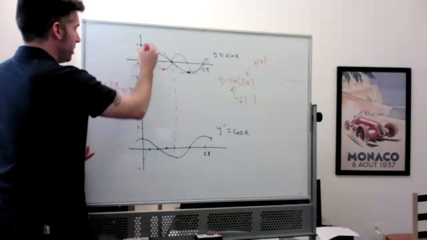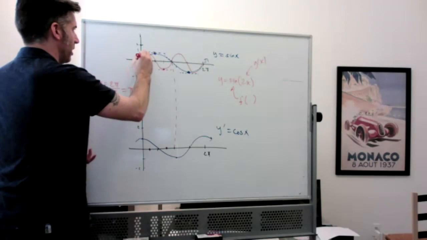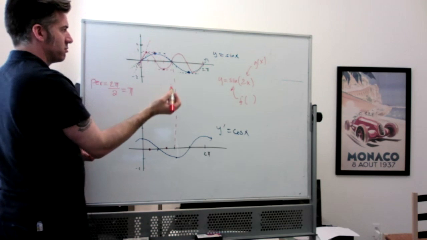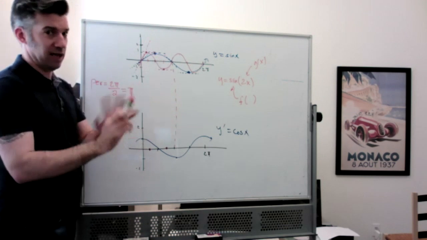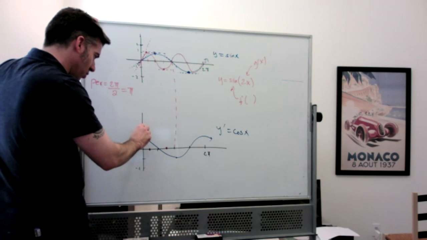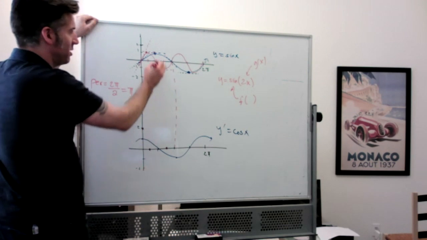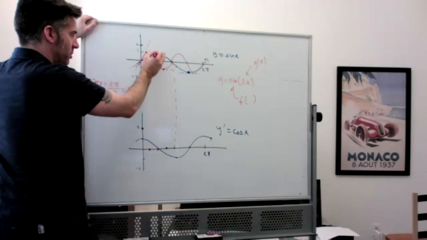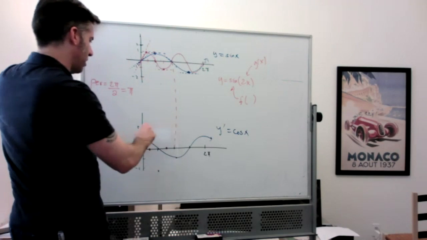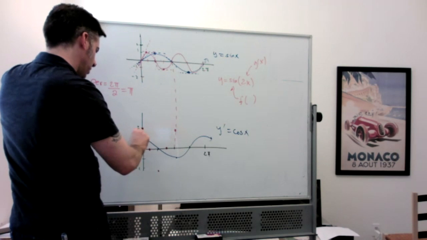So the slope of this tangent line is 2, right? We're going over 1 and up 2-ish. The graph is not perfect. So that means the derivative is 2. And then the same thing over here. At this point here, the slope of the tangent line is -2. And then back over here, we're back to 2 again.